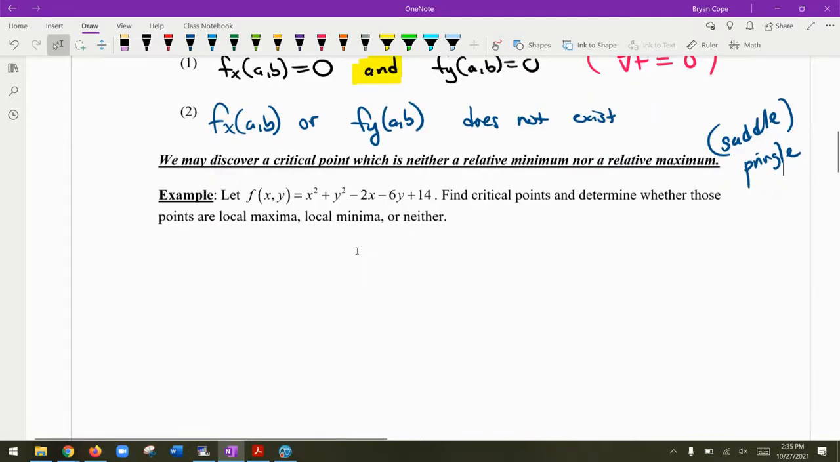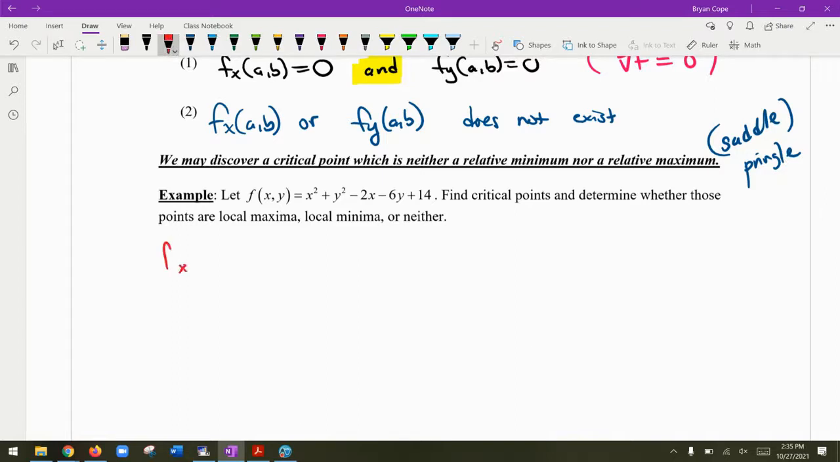Okay, so here's a function. As our first example, we're going to find the critical points and determine whether they are local max, local min, or neither. Now, we don't know the second partials test yet. So once we find the critical point, we'll have to use some other means, graphing or something, to determine it.